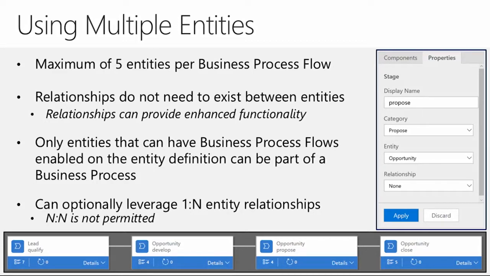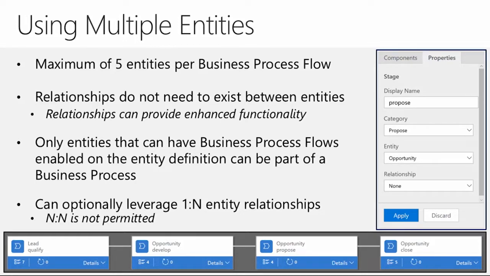And each stage can only be associated with one entity. Now, I can have multiple stages associated with the same entity, but each stage can only be associated with one entity. So if you look down on the bottom here, we've got the qualify stage, which is associated with the lead entity. We've got the develop stage, which is associated with the opportunity entity. And the same with propose, which is also associated with the opportunity. That's fine as long as each stage is only attached to one entity.